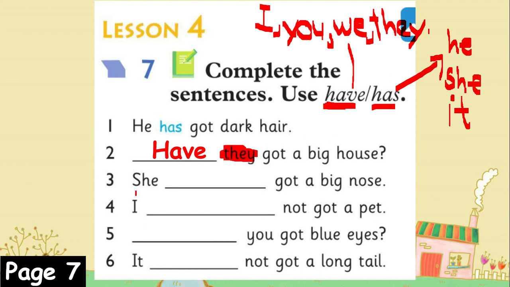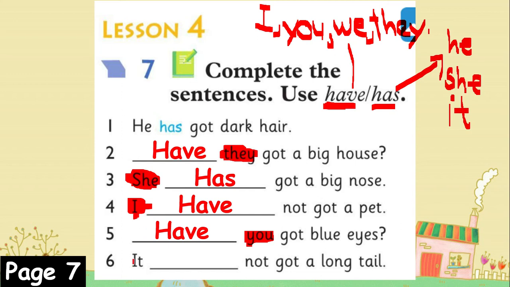Next, number 3, the word there is she. So we're going to write has. Next, the word I. So we're going to write there have. Very good. Next, we have here you. So the answer is have. Next, we have here it. So the answer is has.